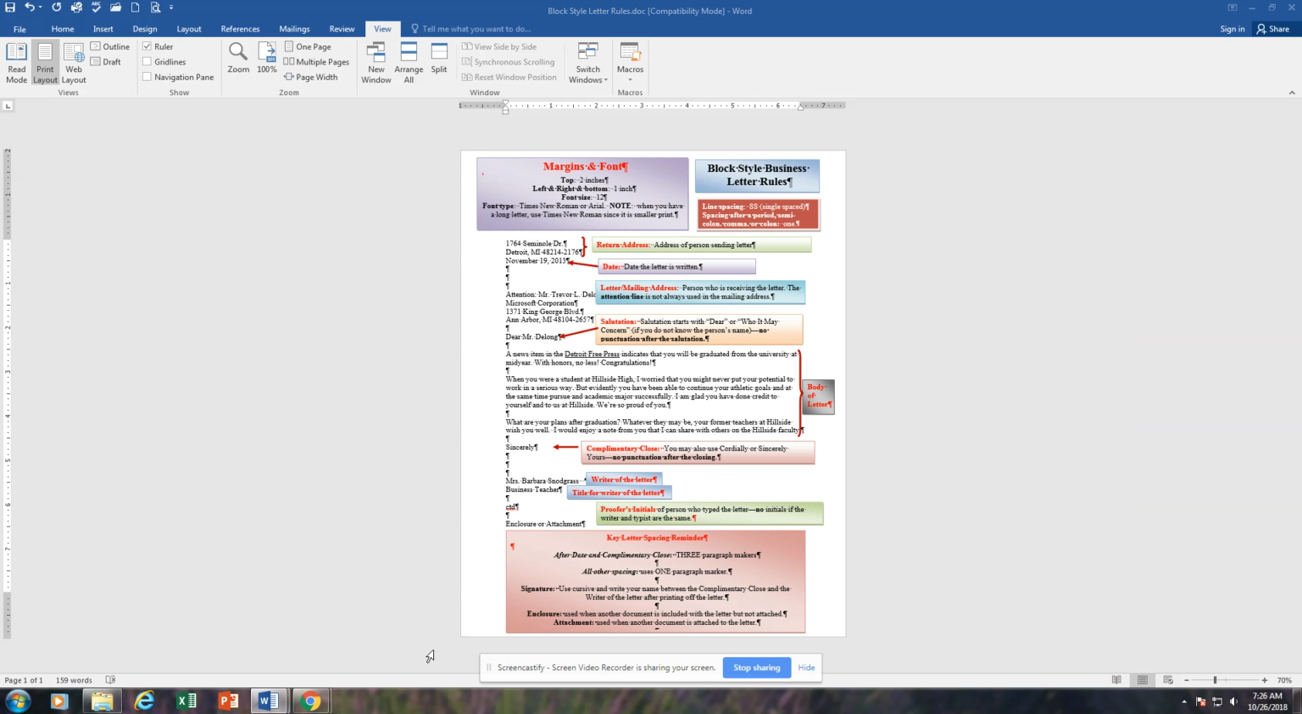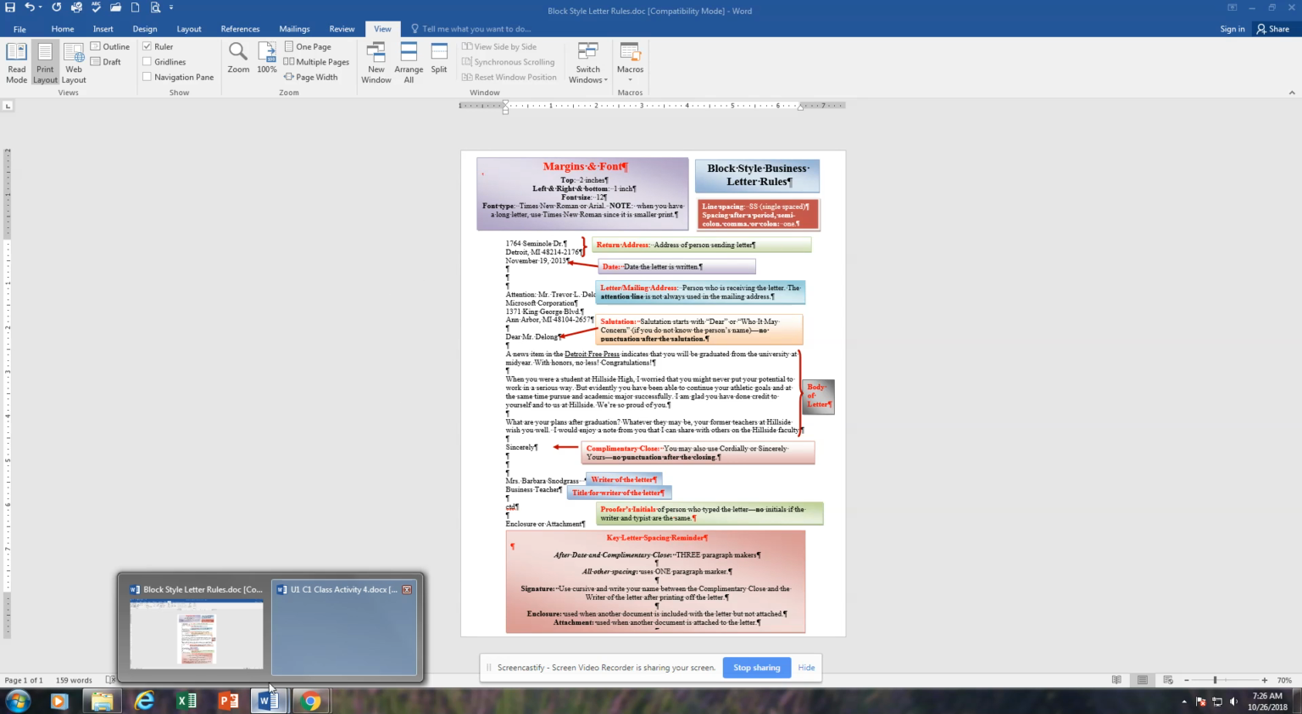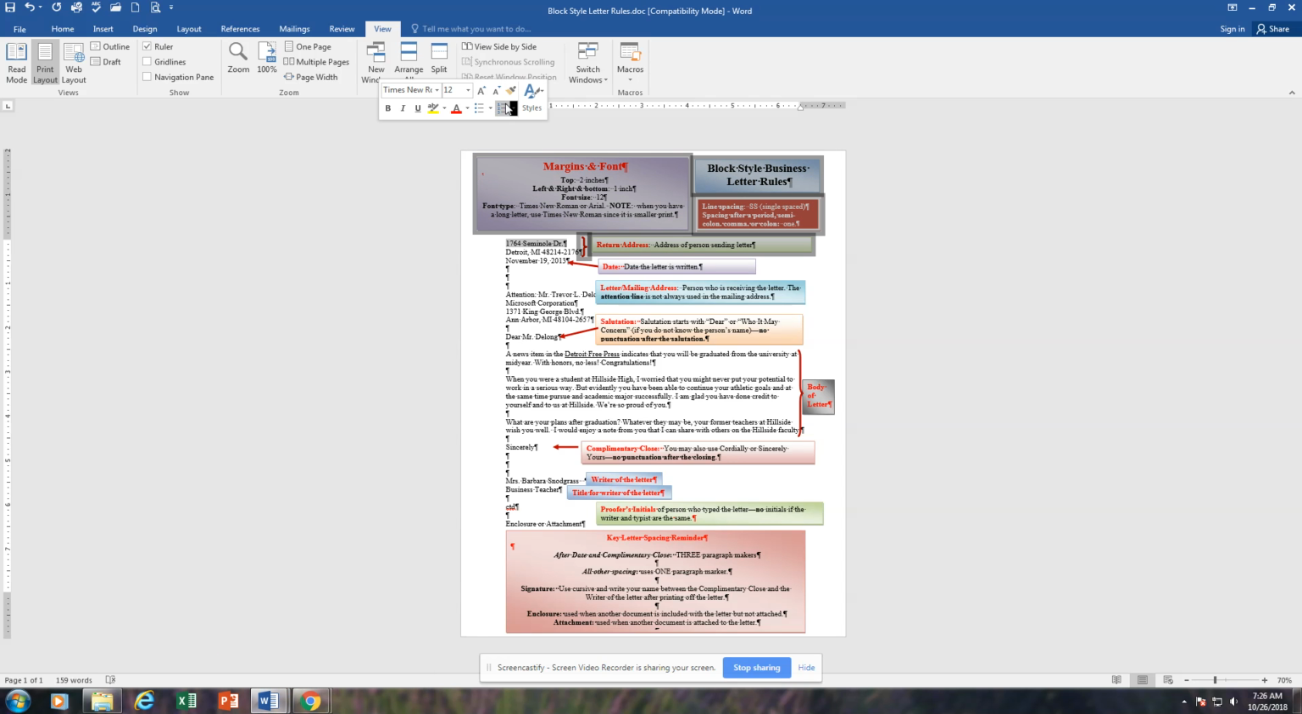All right, after you open up your document, okay, it's open. To view them side by side, which is what you want to do. No, it's frozen right now. Give me a second.